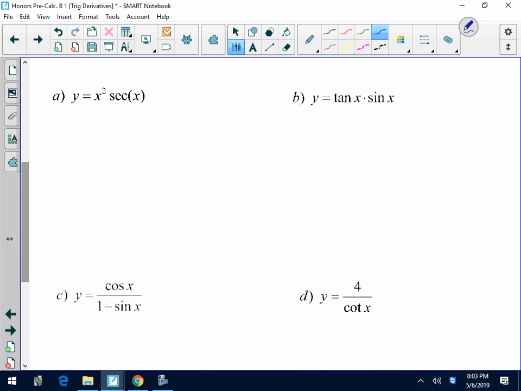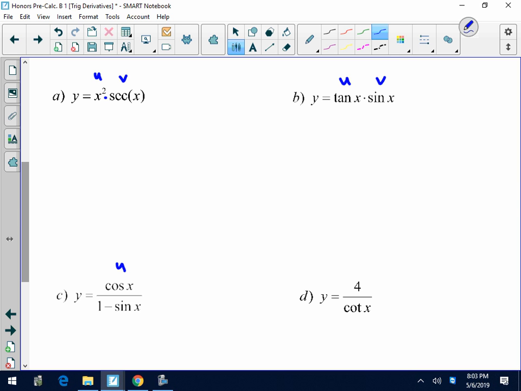For this first guy, a, we've got y equals x squared times secant x, and of course right here we're seeing a multiplication, which means that we're going to want to use the product rule. So right here we would say our x squared would be our u, and our secant would be our v, and we take the derivative with the product rule there. Similarly, with b, we've got tan x times sine x, so right here we can say we've got our tan x as our u and our sine x as our v, and again we want to take the derivative with the product rule there. In c, we have a division, and clearly you're going to want to take the derivative with the quotient rule here.